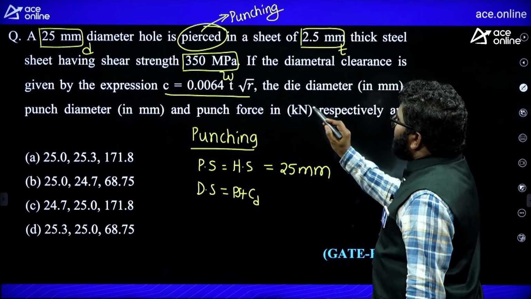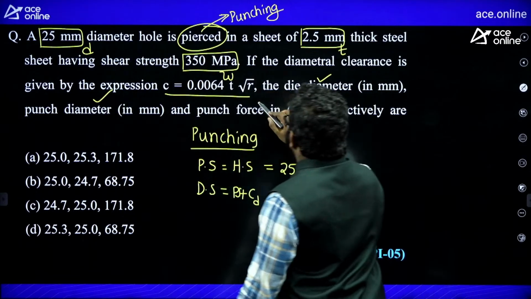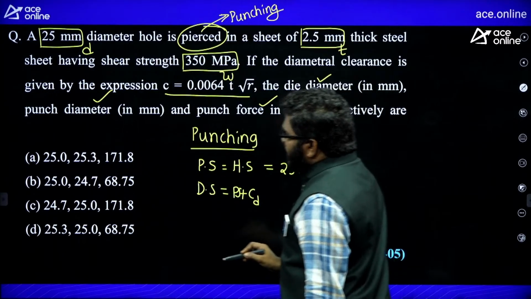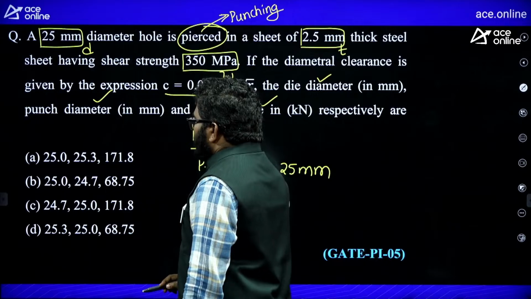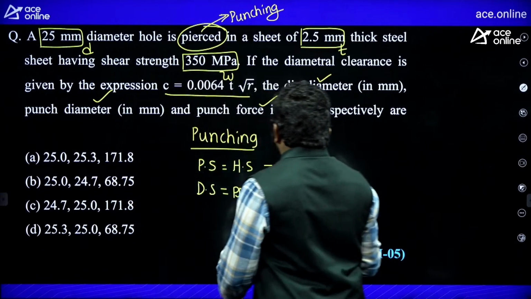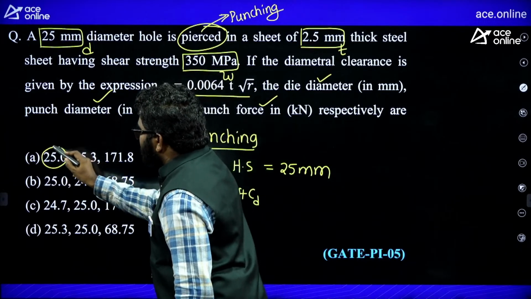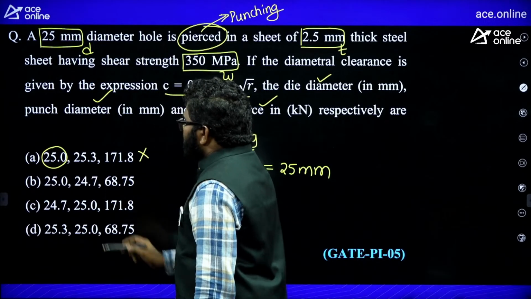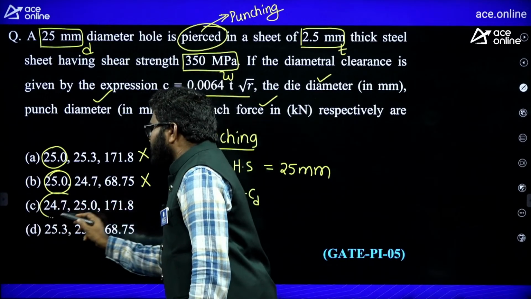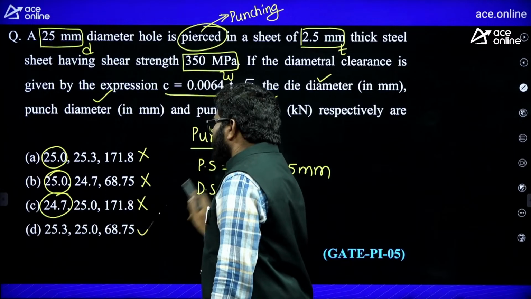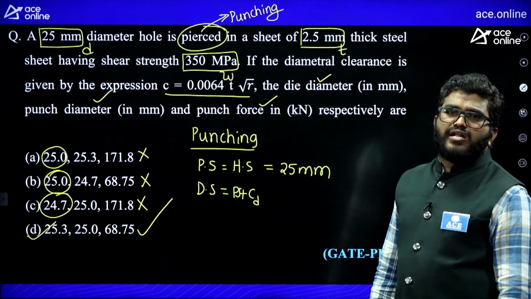In the question, respectively, first die diameter, second punch diameter, third punch force. So die diameter should be more than 25. Die diameter 25 is given, wrong. Die diameter is given less than 25, wrong. So this is the only answer. Calculations are also not required.